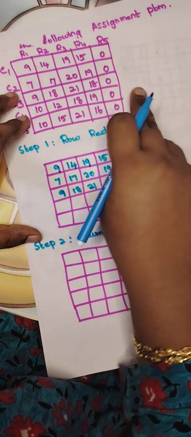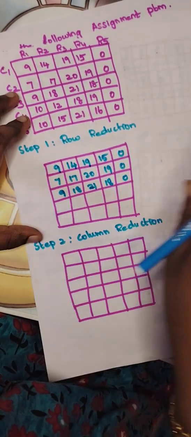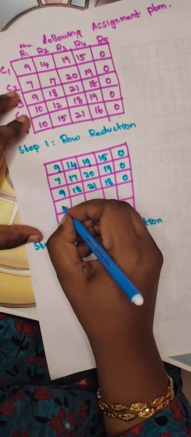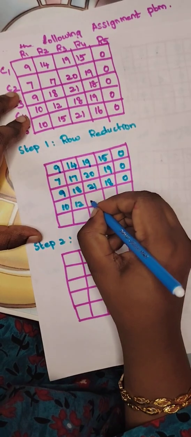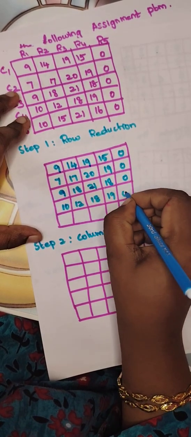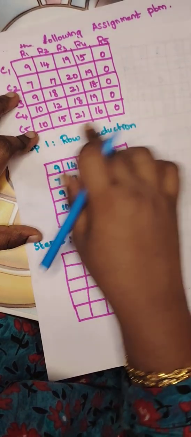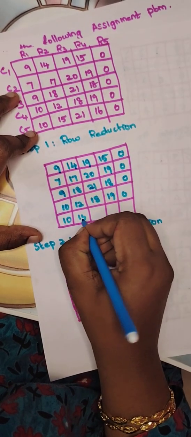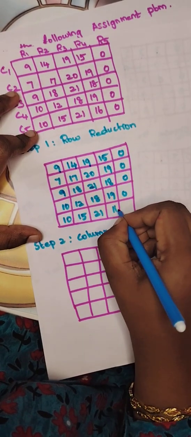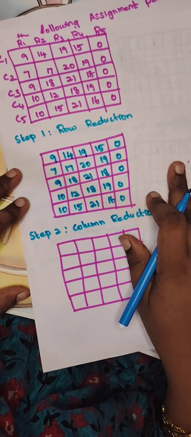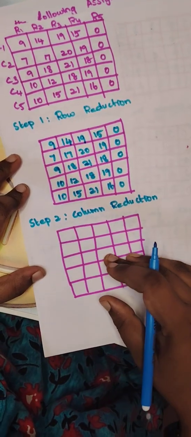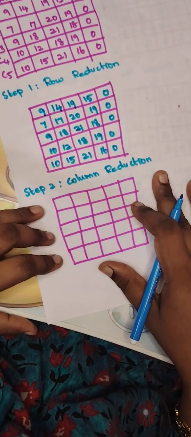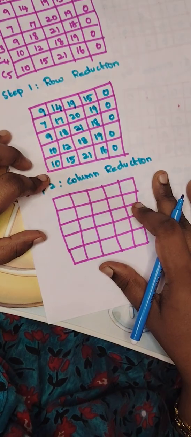In the fourth row the least element is 0, so if I subtract 0, I get the same elements: 10, 12, 18, 19, 0. And in the last row also the least element is 0, so I get the same elements: 10, 15, 21, 16, 0. So row reduction is over, and then I'm coming to column reduction.